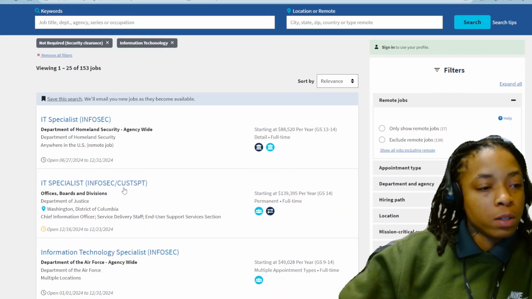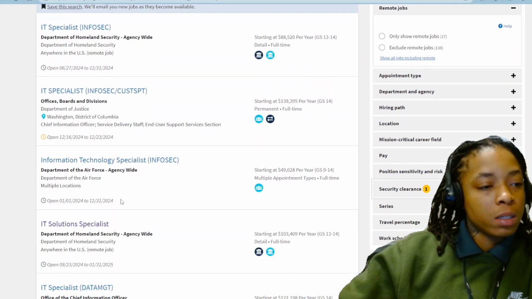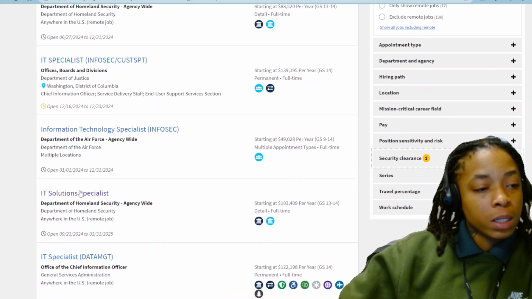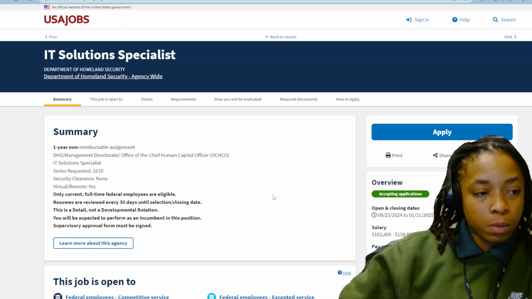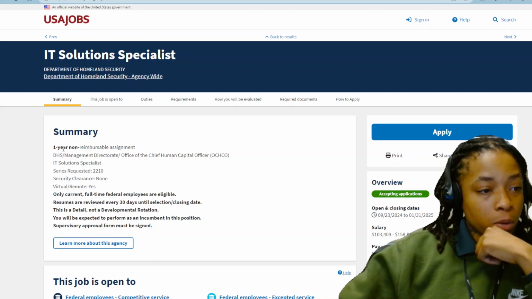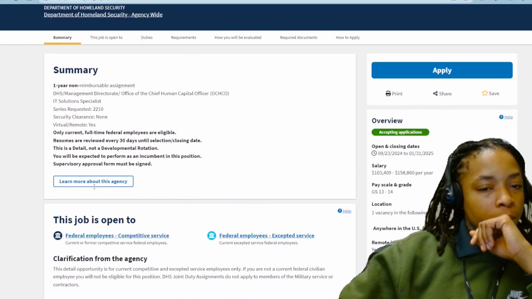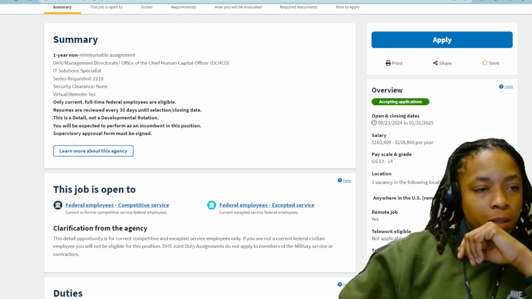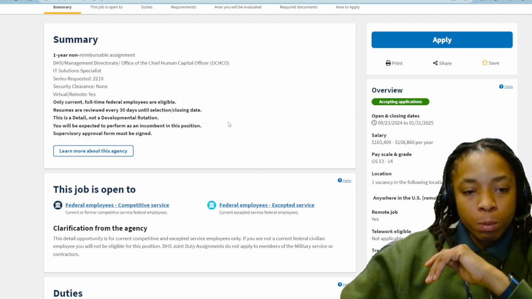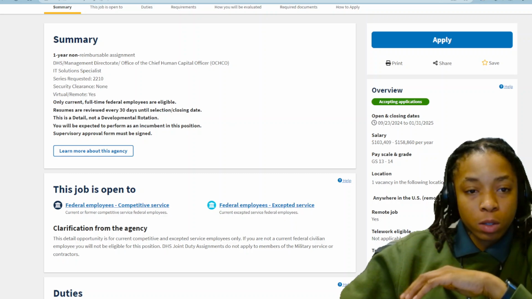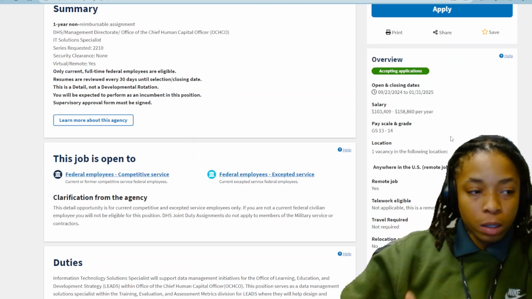We got Homeland Security, Department of Justice, Department of the Air Force, Homeland Security. Let's look at that, because that was the one I seen another time. Summary: IT solution specialist. Security clearance, none. Virtual/remote, yes. It didn't tell you about who's actually eligible for that, but that's not the point. The point is looking at the requirements and what they're serving up and how they look.